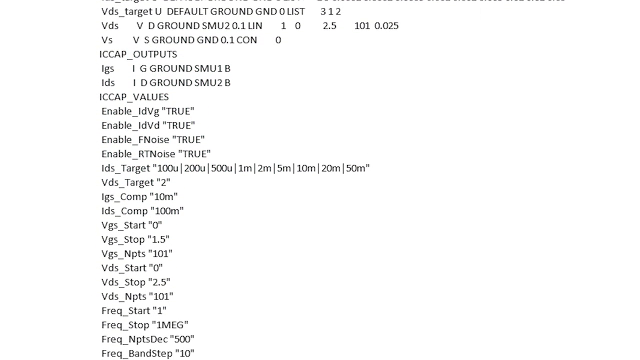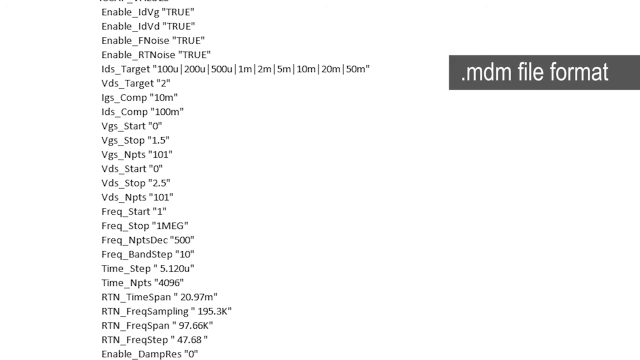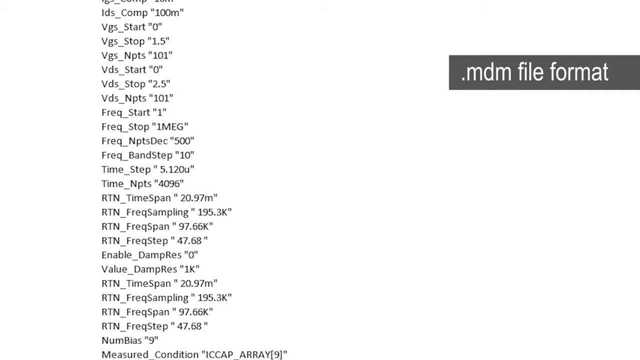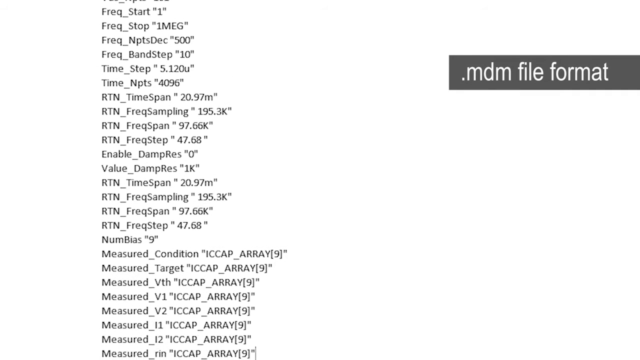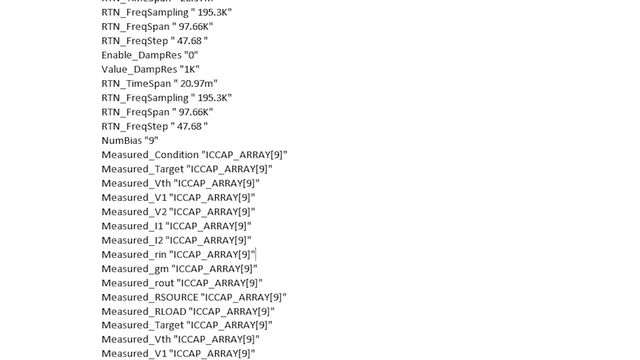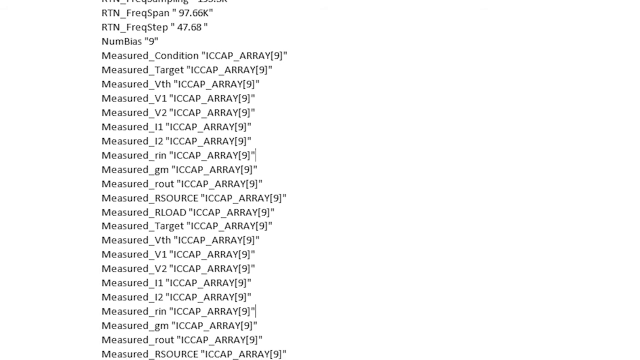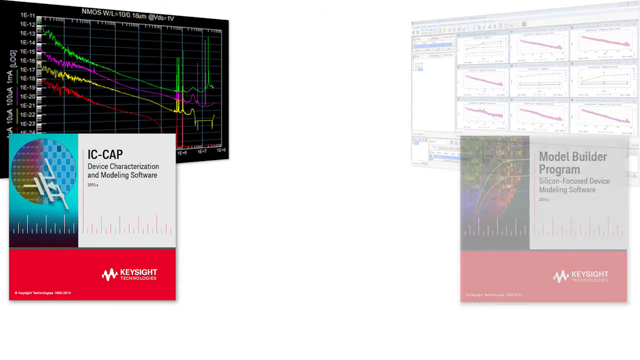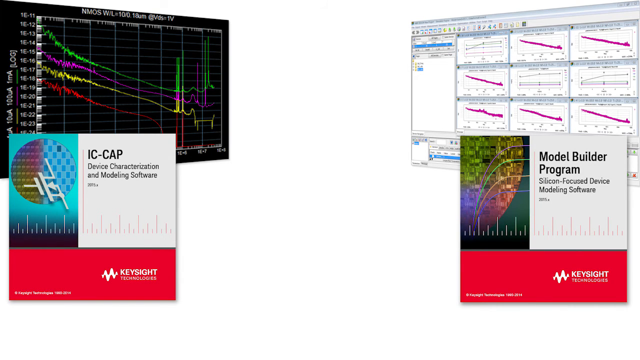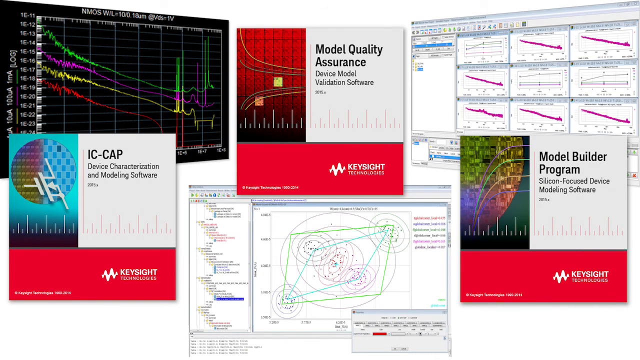Measurement results of the E4727A are saved as .mdm files. These results can be used as is in all products of the end-to-end device modeling solution from Keysight, including ICCAP and MBP for SPICE model extraction and MQA for model qualification.